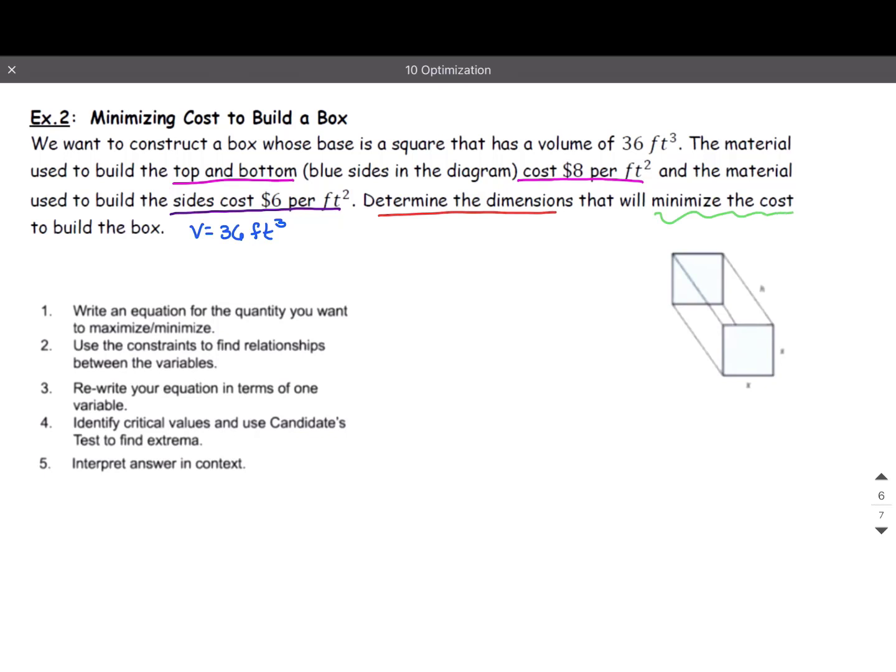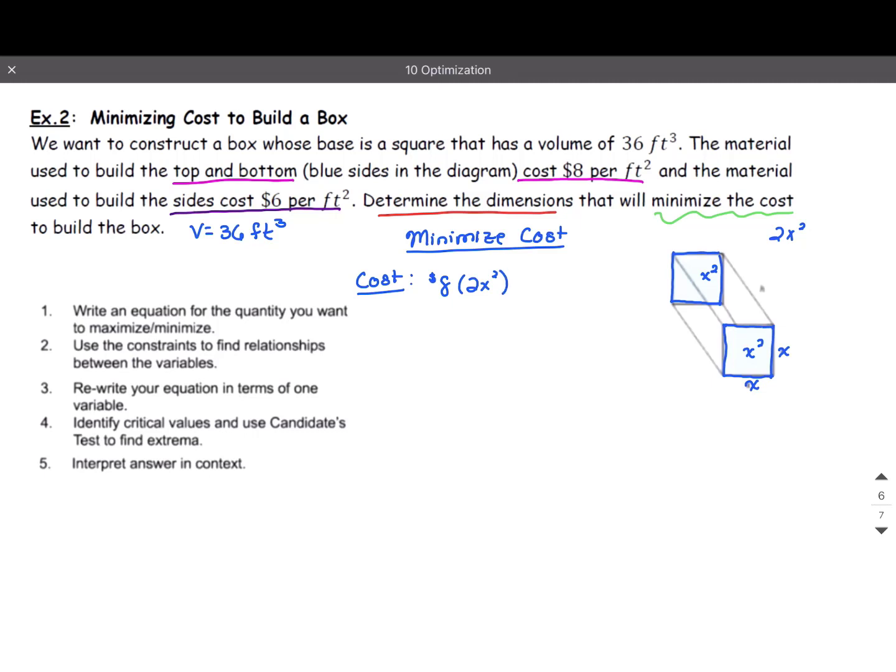So we are looking to minimize cost, which means we need a cost function. So how do we find the cost of this box? Well, the cost of this box is $8 per square foot for each of these sides. Now notice this is x and this is x. So this has an area, to get square feet, of x squared. But you know what? This back side is the same one. So that's also x squared. We have two sides, so x squared times 2, right? So 2x squared, because x squared plus x squared is 2x squared.